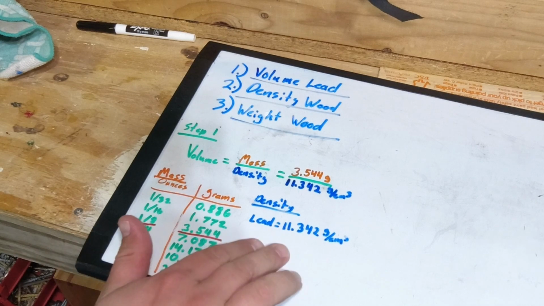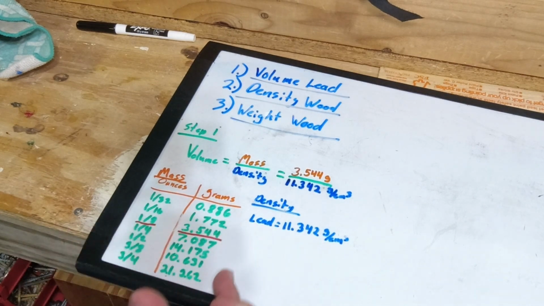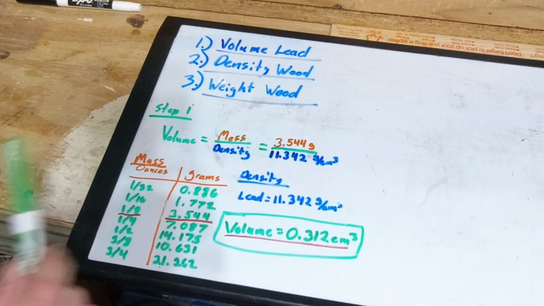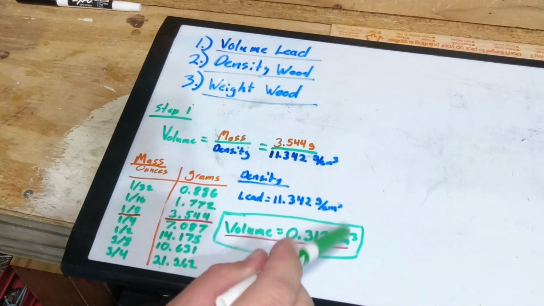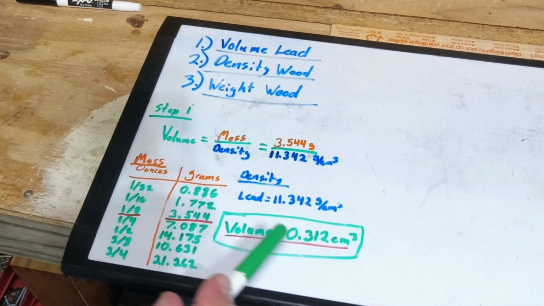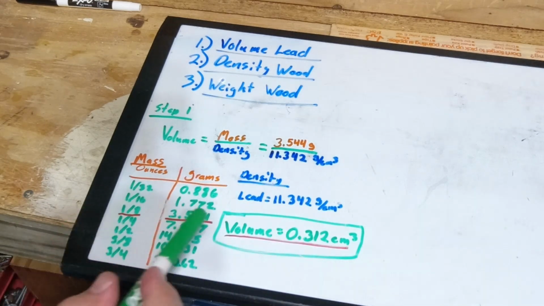If you're using lead, you can just go ahead and use that number. Like I said, I set all these numbers up for you. Hopefully one of those is what you're looking for. If not, you can simply convert it online. If you work out the equation, the volume comes out to be 0.312 centimeters cubed. This is, again, the volume of lead we would be required to get 1/8 of an ounce of weight.